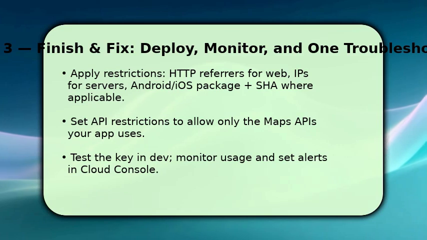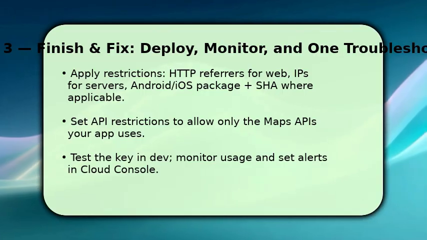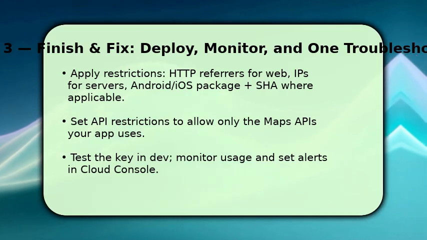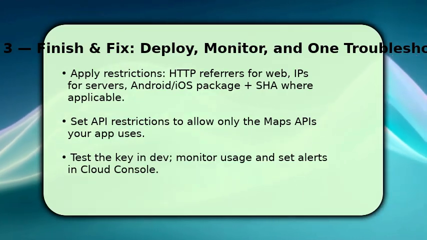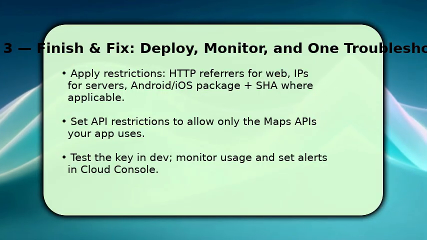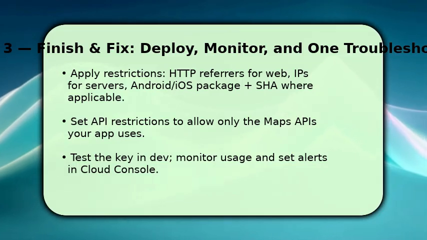Finish by locking the key down. Edit the API key's restrictions. Use HTTP referrers for browser apps, IP address limits for server keys, or app package name plus SHA1 for Android and bundle ID for iOS. Then set API restrictions so the key only works with the Maps APIs you enabled.